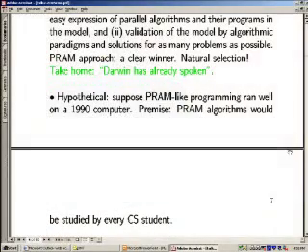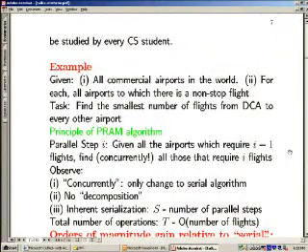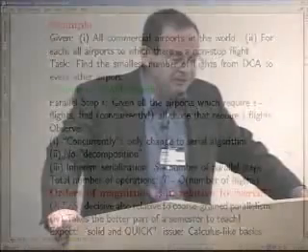Now, the following is a hypothetical statement. Suppose one could build, in 1990, a computer that could support PRAM-like programming. The premise is that PRAM algorithms would be studied now by every undergraduate computer scientist everywhere. And the fact is that it made it already into textbooks. There was a serious problem with implementation that I'm going to mention and review later. Okay? Now I'm going to address your question about expressing simple parallelism.